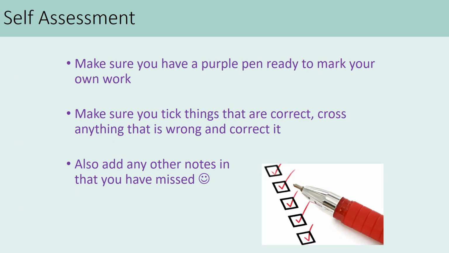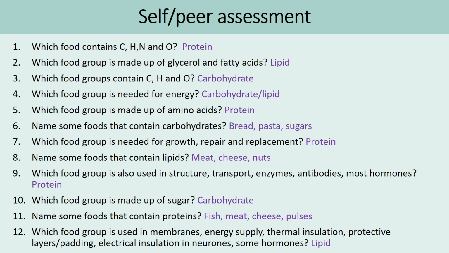of your notes. So, number 1, which food contains carbon, hydrogen, nitrogen, oxygen? That is protein. Number 2, glycerol and fatty acids are in lipids. Number 3, which food groups contain carbon, hydrogen, oxygen? That should be carbohydrates and lipids. Number 4, which used for energy? Carbohydrates, but you could have put lipids as well. Number 5, amino acids are in protein. Number 6, foods that contain carbohydrates, bread, pasta, sugar. You might put wheat or rice, any of those.